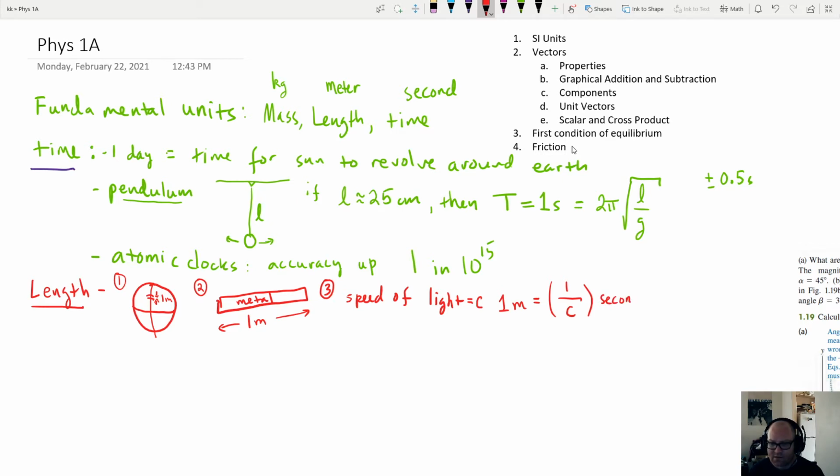Sorry, that's not right. Maybe it is easier if I write it out as a number. 1 meter is the distance that light travels in 1 over c seconds. All right? It's about 3 times 10 to the 8 meters per second. That's the speed of light. And I think you get rid of the unit, right? You just say it's the distance that light travels in that many seconds.